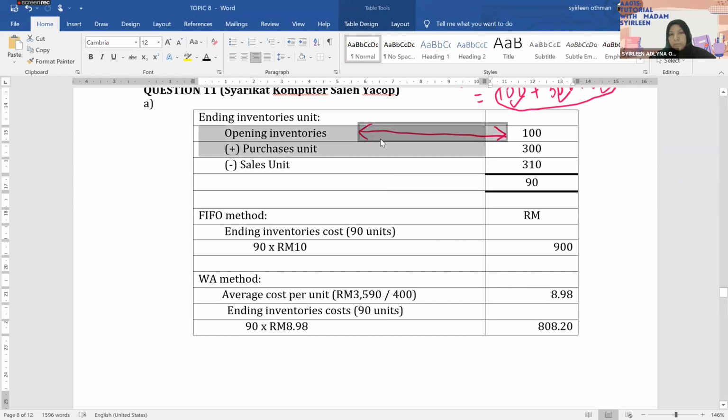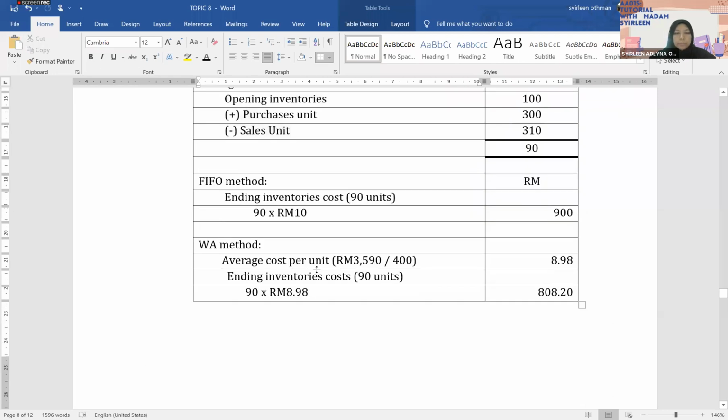Okay, so untuk weighted average, weighted average cost, yang ni senang lah, campur je kan. 3,590 bahagi 400 is RM8.98. So your unit sama dengan 90. So your ending inventory is RM808.20.